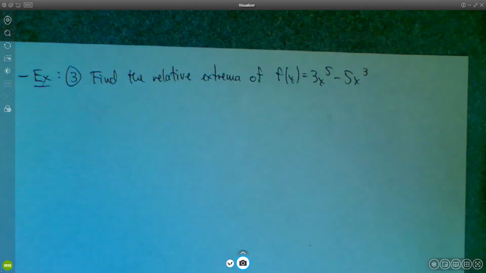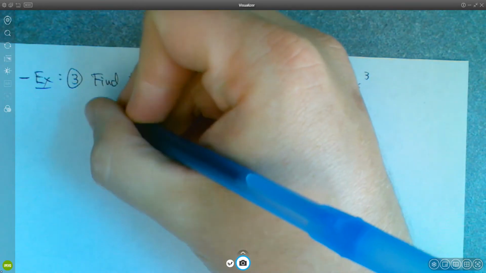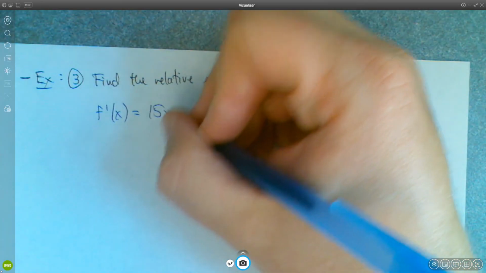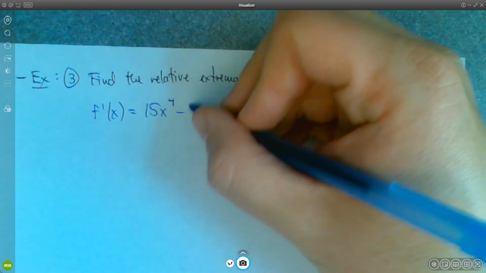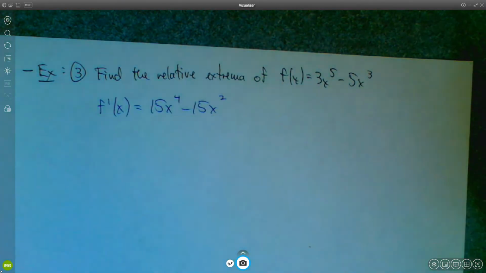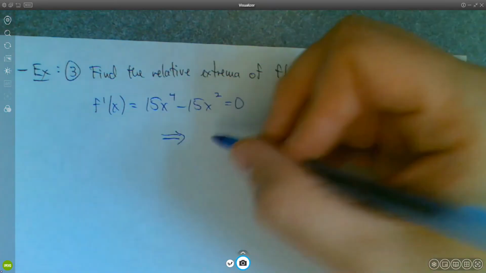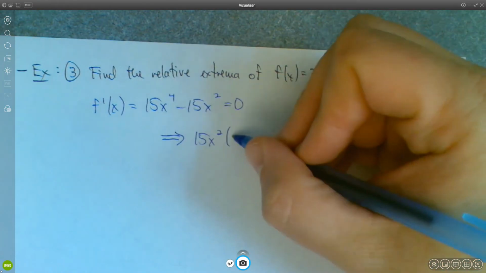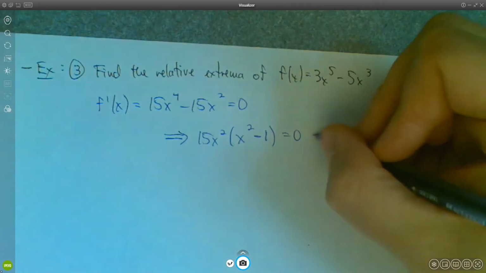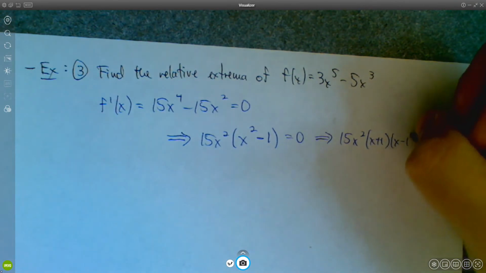So let's do this using the second derivative test. Okay. So first of all, we're going to take the first derivative. So that's going to be 15x to the fourth minus 15x squared, right? And then we're going to set that equal to 0 and solve for x. So if I set that equal to 0, well, first of all, I can factor out a 15x squared, and I'd be left with x squared minus 1. Okay, so we'd have 15x squared times x plus 1 times x minus 1 equals 0.